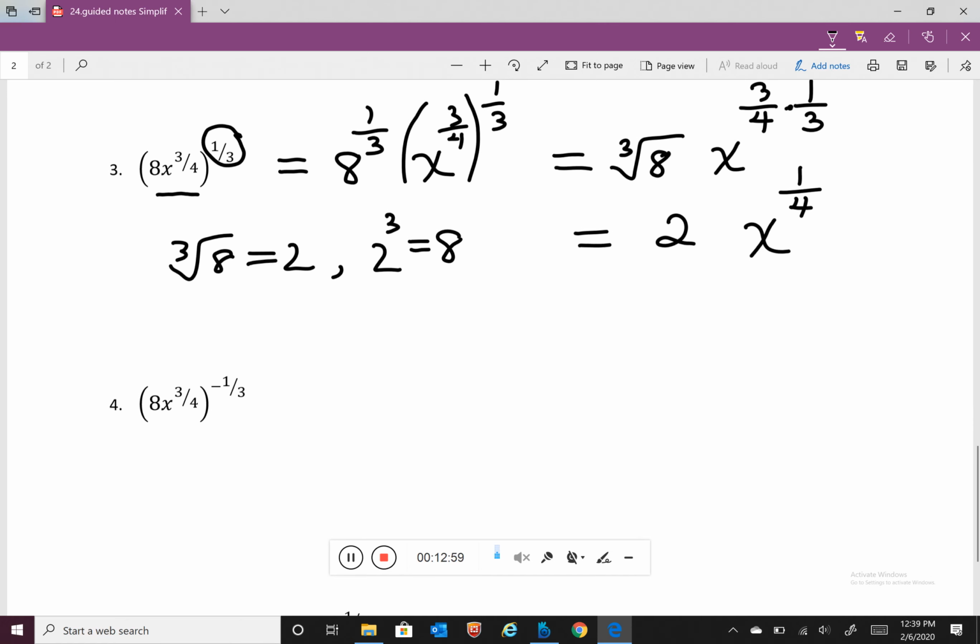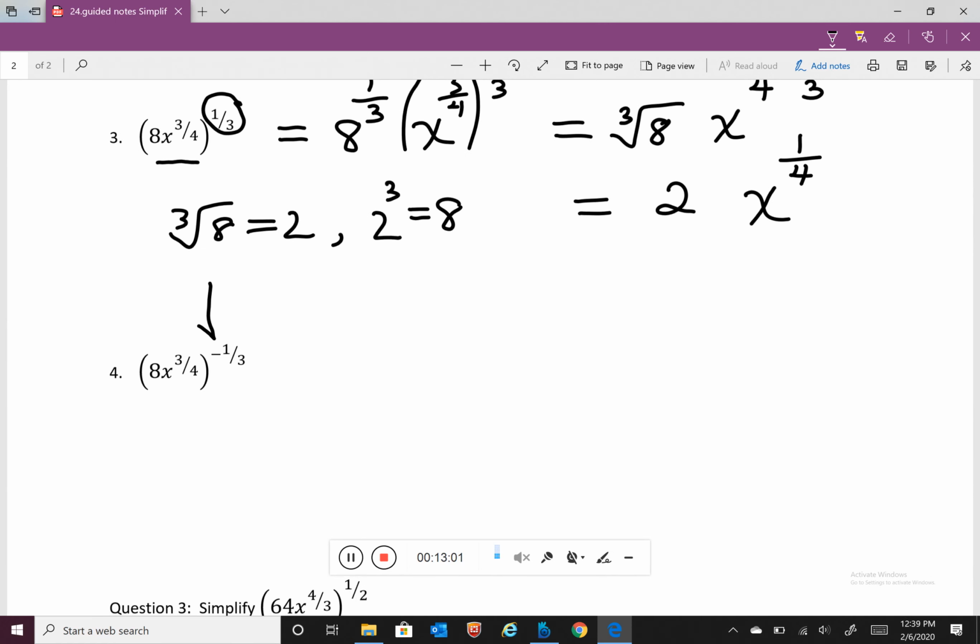Now our last example, we're going to jump right to the fact that this is raised to a negative exponent. And remember, our negative exponent rule says in order to make an exponent go from being negative to positive, we need to move the base to the opposite position, meaning it is in the numerator. We're going to move it to the denominator. So that gives us 1/8 times x to the 3/4 raised to now the positive 1/3.